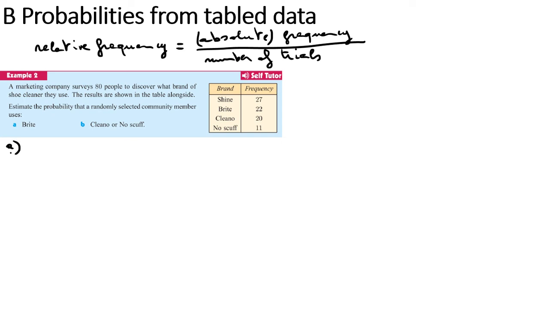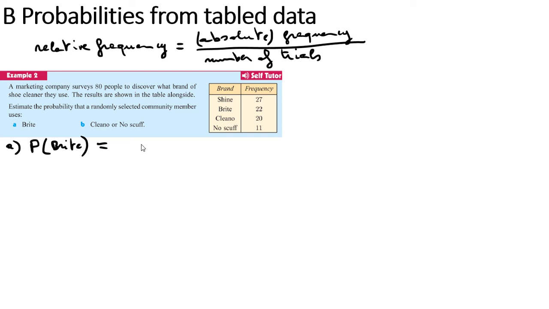When we are estimating the probability, we can write the probability as a capital letter P. And in this case, we are looking for the probability of using Bright. So you can write between brackets Bright. This means the probability that a randomly selected community member uses Bright. To find that, we search for the relative frequency of Bright.